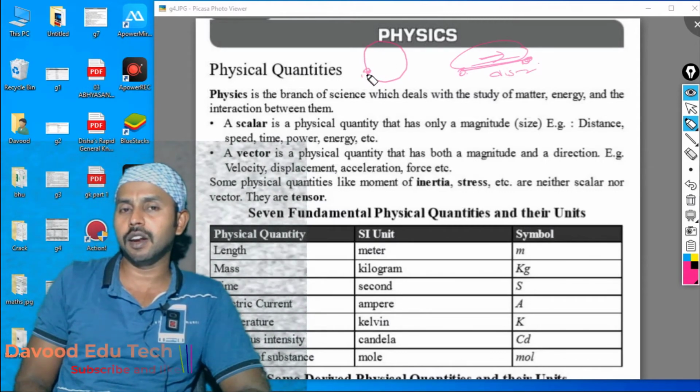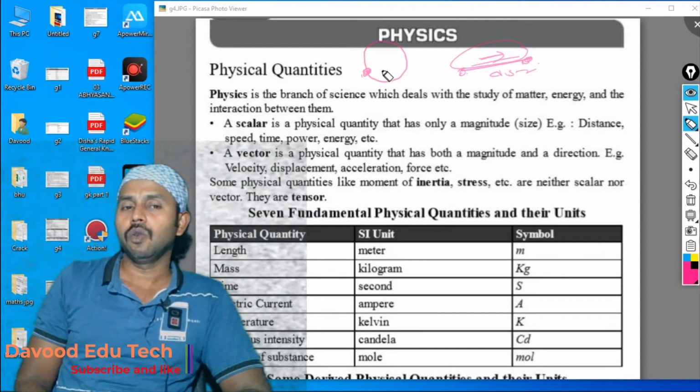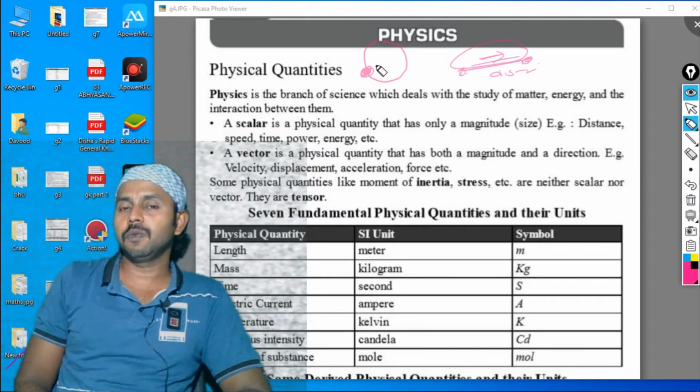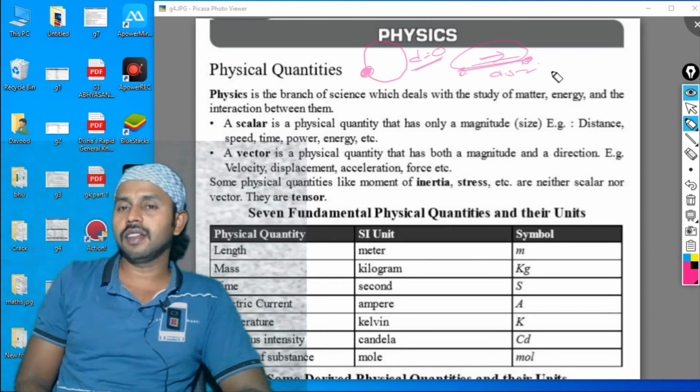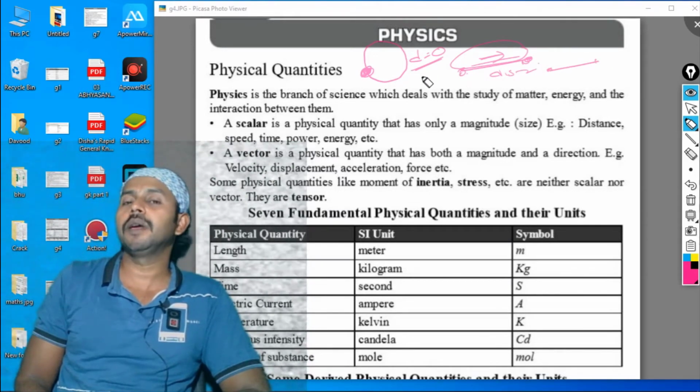If an object is moving in a circular orbit, its displacement is d equal to 0. Why? Because the object's starting point and ending point are both the same. Distance changes from one point to another, but displacement may be 0 in some places.